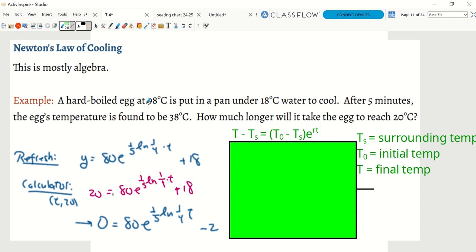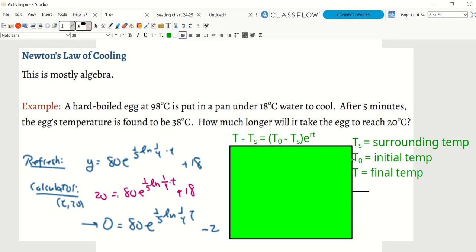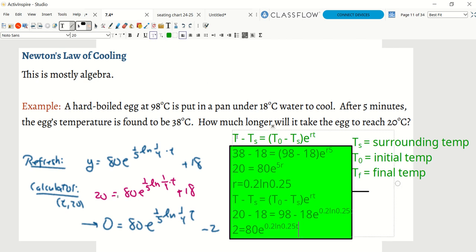Now Newton's law of cooling, so watch this. T sub S is surrounding temperature, T sub 0 is initial temperature. Regular T is final temperature. Maybe you can call this TF. Let's see if we can get away with that and call it TF. I don't really see the TF in textbooks, but let's just see if we can get away with that.